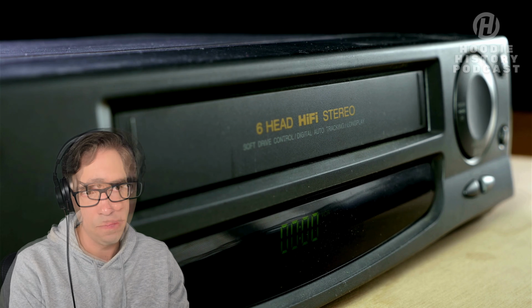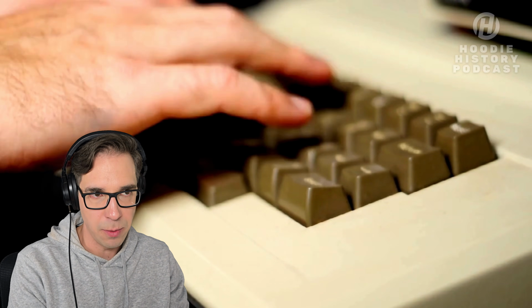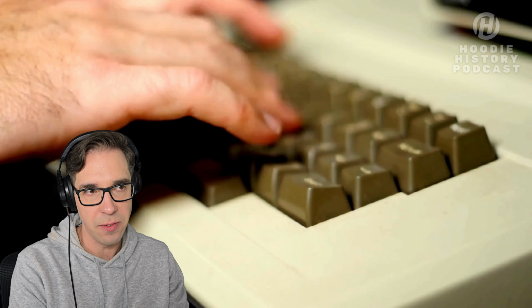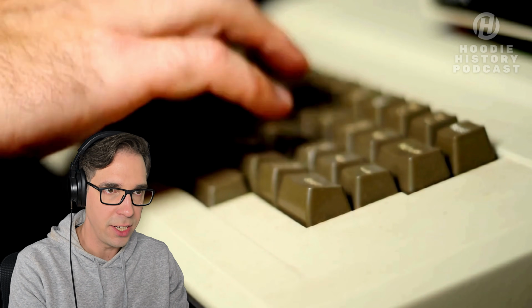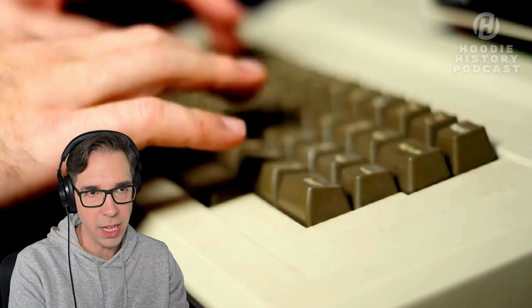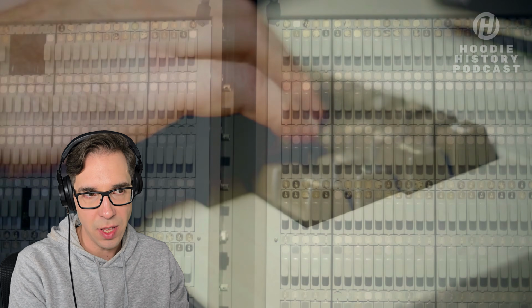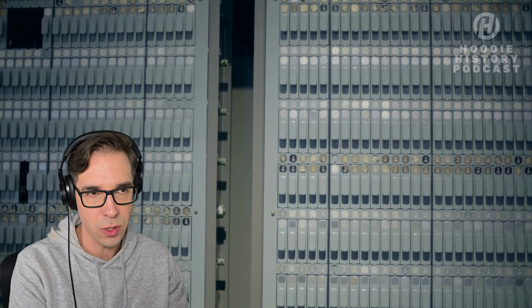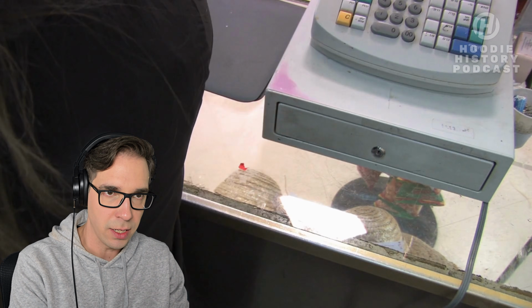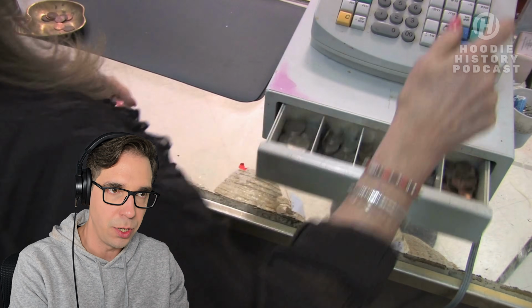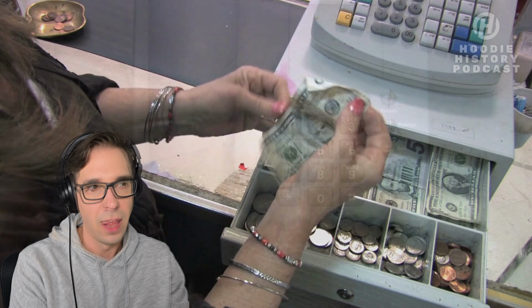The workplace also gets completely transformed. Offices that once relied on typewriters, paper files, and manual calculations suddenly have computers on every desk. Banks replaced their mechanical accounting systems with electronic databases. Factories used computer-controlled machinery. Even small businesses start using electronic cash registers and computerized inventory systems.